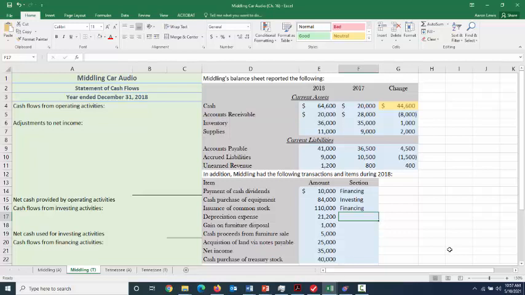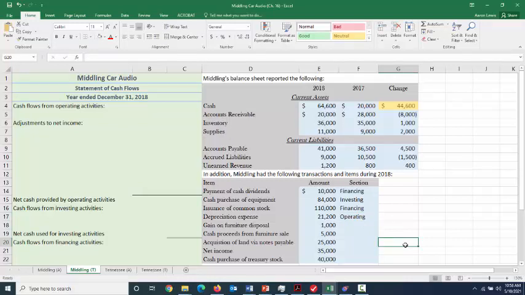Depreciation expense is a non-cash expenditure, which will have lowered our net income, but doesn't actually affect our cash on hand. Which means when we are adjusting our net income to the cash provided by operating activities, we have to account for that depreciation. Therefore, depreciation expense, like all non-cash expenditures, is going to go in the operating section.